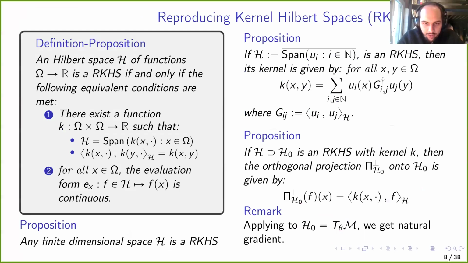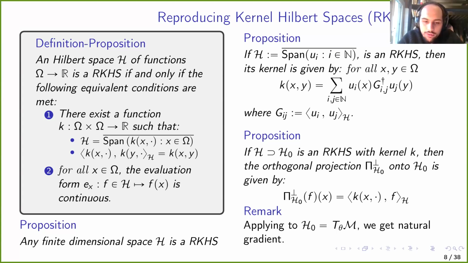Okay, so now we will connect it to the theory of reproducing kernel Hilbert spaces. So very briefly, what is an RKHS? An RKHS is just a Hilbert space in which the evaluation is continuous, or equivalently is a space where you have a kernel K, and you can approximate any function as a finite sum of those kernels.